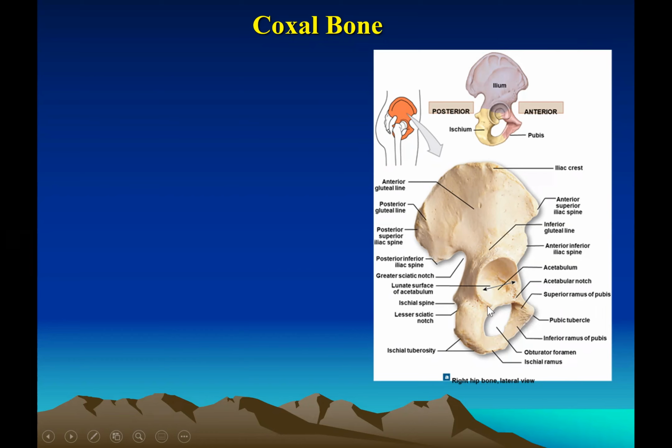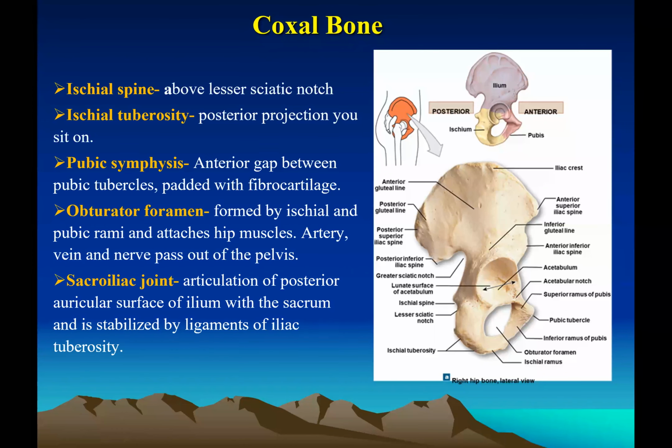The huge foramen is the obturator foramen. It is formed by the ischial and the pubic rami and attaches to your hip muscles. Several arteries, veins, and nerves will pass out of the pelvis through this foramen. The articulation between the ilium and the sacrum is called the sacroiliac joint, and that will be stabilized by a series of ligaments.